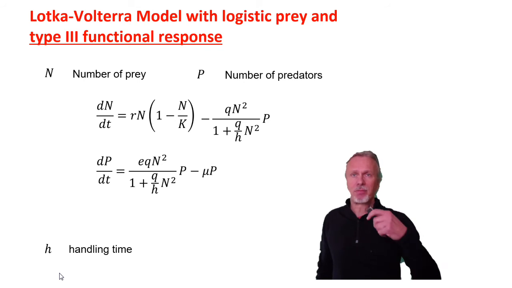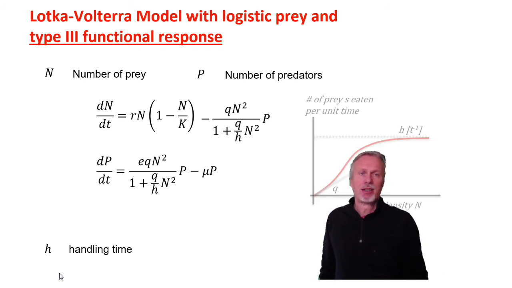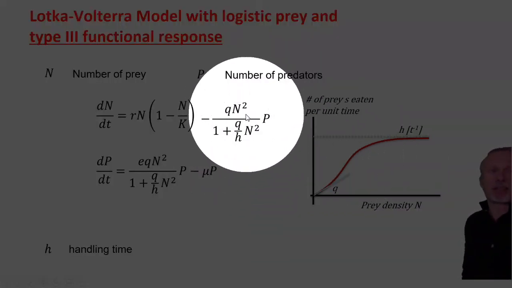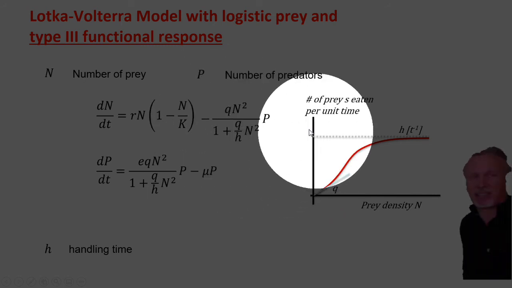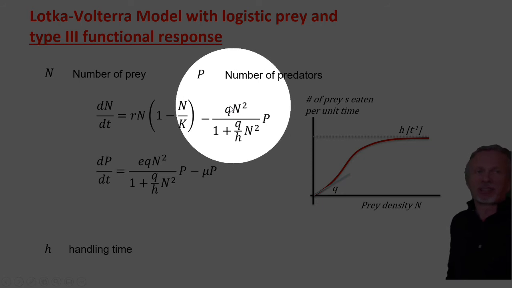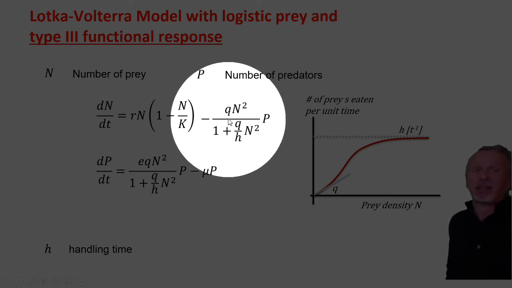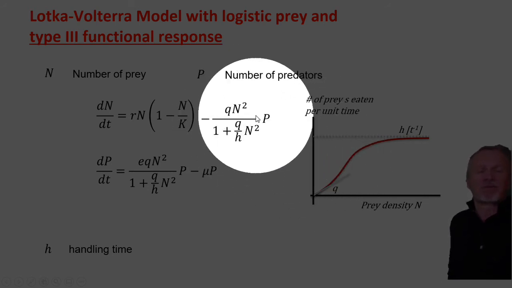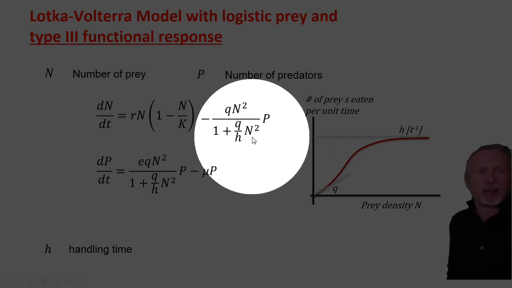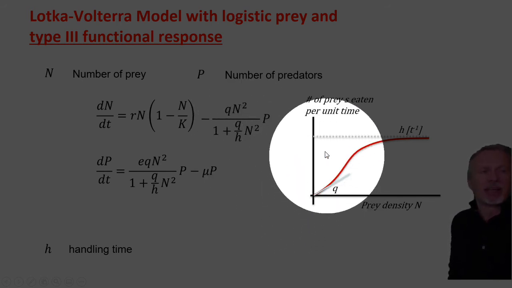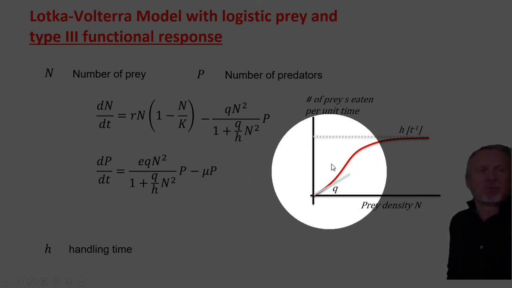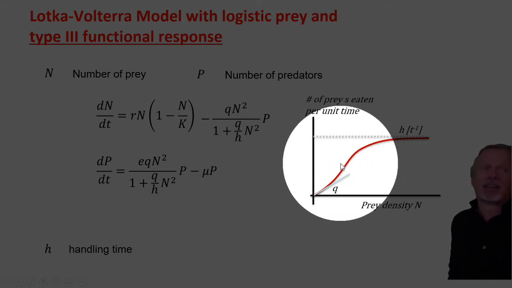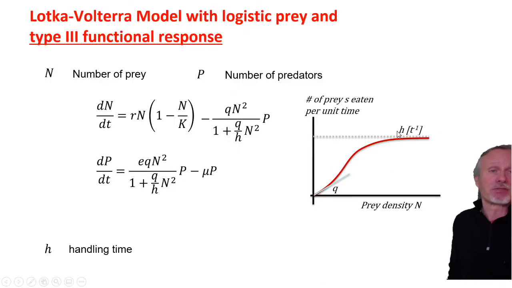Other variations on the theme: if we want to describe a type 3 functional response, you can see that here, and we could derive the mechanistic reason why that is the case. Here we assume, for instance, that the attack rate is proportional to the density of the prey. When you do this all together and account for saturation, you derive a curve of this type. So N squared: for really low prey density N, the initial increase in the number of prey eaten per unit time is like a square function, and then it reaches an inflection point and levels off because of saturation.